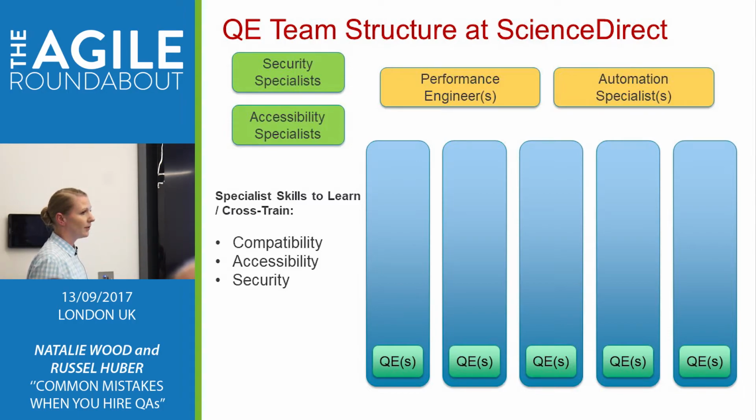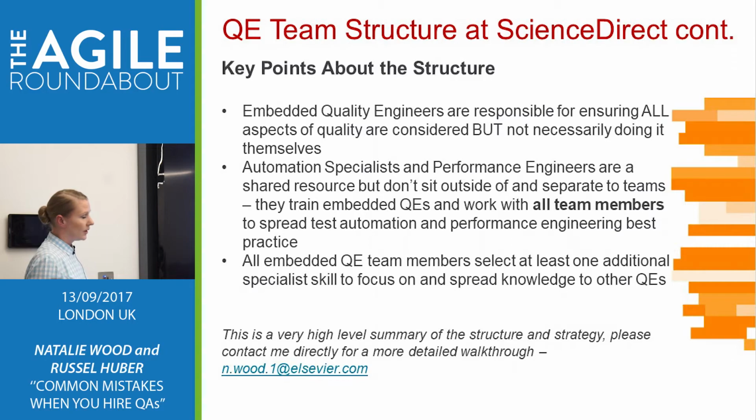And then we share that. We share that by working sessions or just pairing with other teams when they need to conduct some of that work. So just to reiterate some of the key points about the structures, the embedded quality engineers are responsible for ensuring all of the aspects are considered, but they're not necessarily having to do it themselves. The automation specialists and performance engineers are shared across the teams, but they don't sit outside of the team.